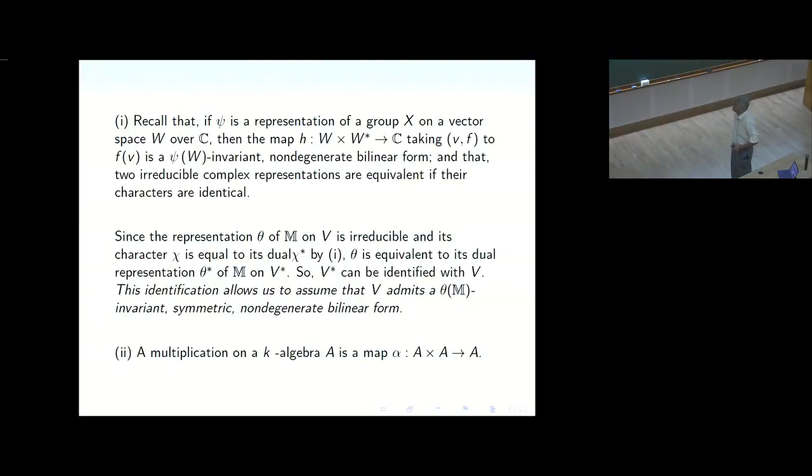So on the assumed irreducible representation vector space of dimension 196,883, you have this theta_M invariant form, and as I said earlier, a multiplication on a K-algebra. What is a multiplication on a K-algebra? It's a mapping from A cross A to A.